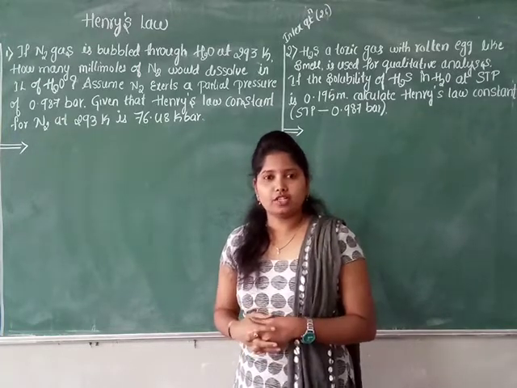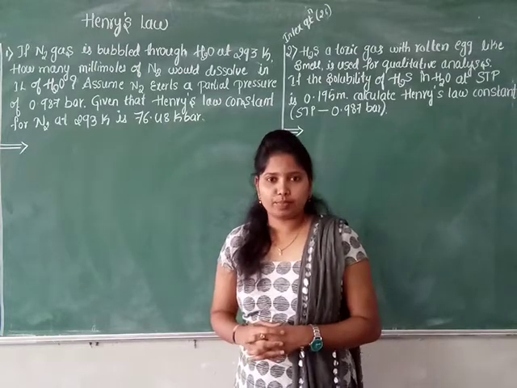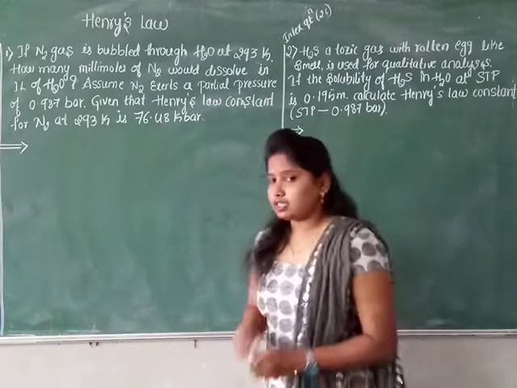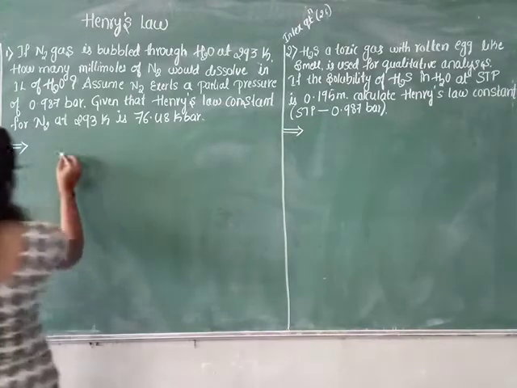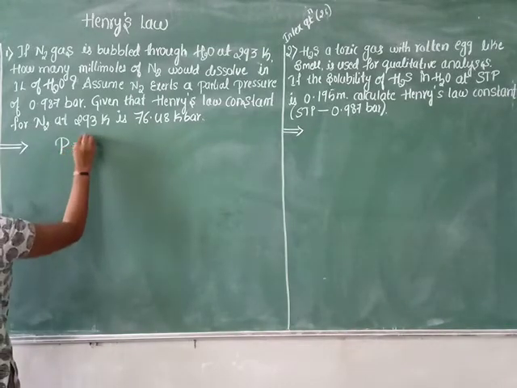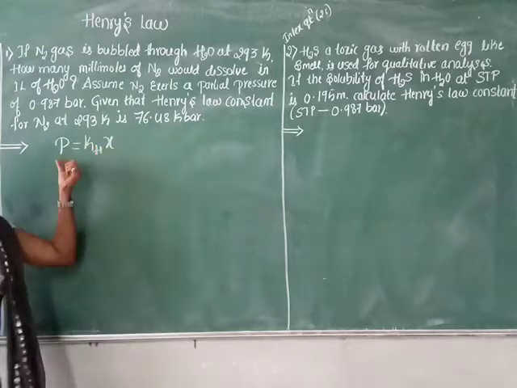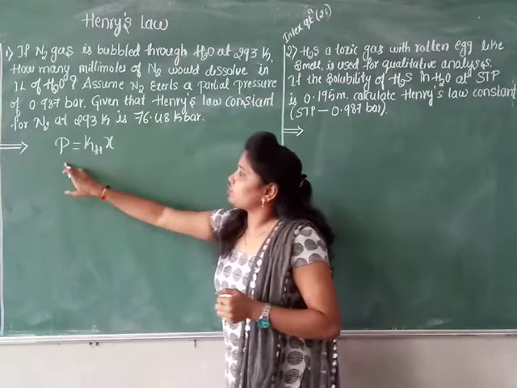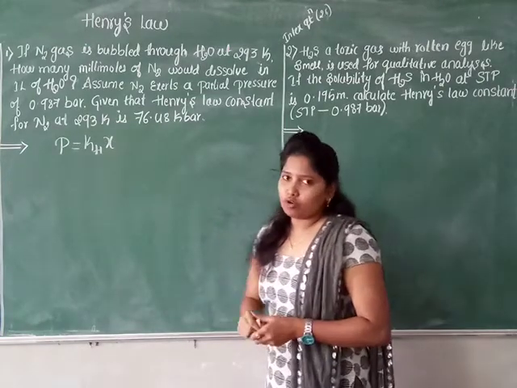So what is Henry's law? The partial pressure of a gas in a vapor phase is directly proportional to the mole fraction of the gas in a solution. That is, P is directly proportional to X, that is, P is equal to Kh into X, where P is the partial pressure of the gas, Kh is the Henry's law constant, and X is the mole fraction.